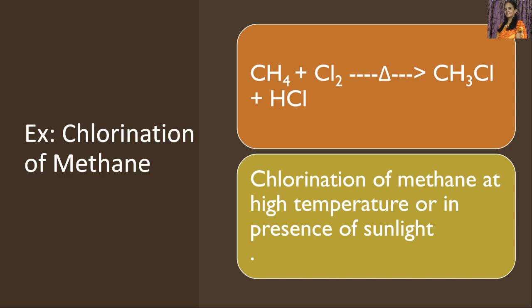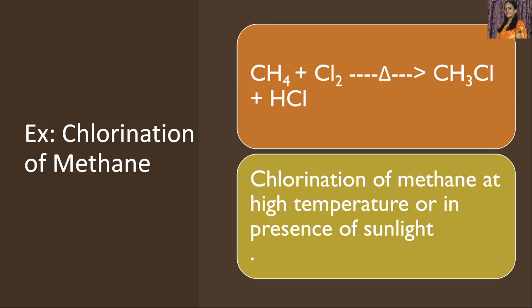In the second step, the chlorine atom abstracts one hydrogen atom from a methane molecule to produce methyl free radical. CH3 dot is produced in the second step. The highly reactive methyl free radical reacts with one chlorine molecule, resulting in the formation of chloromethane, methyl chloride, plus another chlorine free radical. So the chlorine atom or chlorine free radical may attack a methane molecule, which is a repetition of step 2.